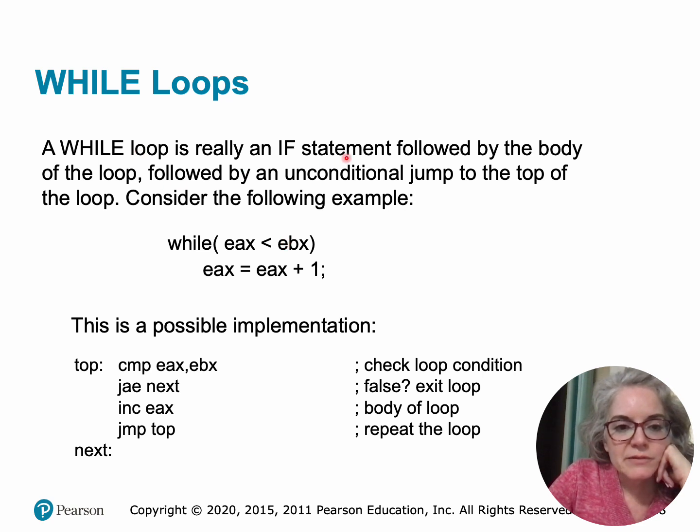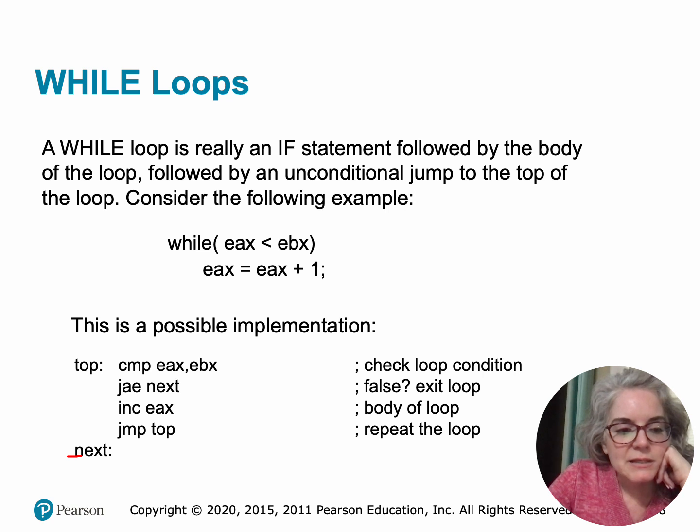So a while loop is really an if statement followed by the body of the loop, followed by an unconditional jump to the top of the loop. So here's a possible implementation. We compare, just like we're comparing here, EAX and EBX. If it's false, we're going to exit the loop, right? If this is false. So this is what that does. If it's false, if EAX is not less than EBX, it goes to here. It jumps to the next statement and exits.